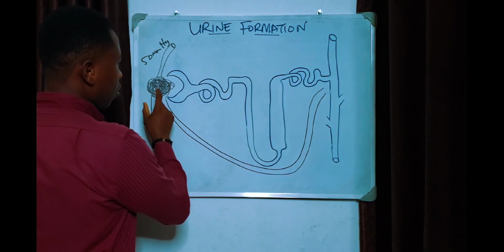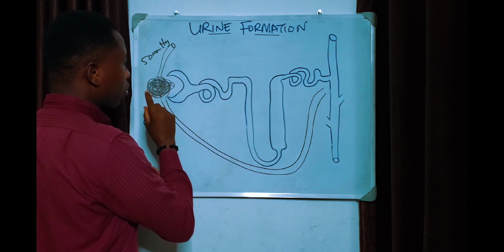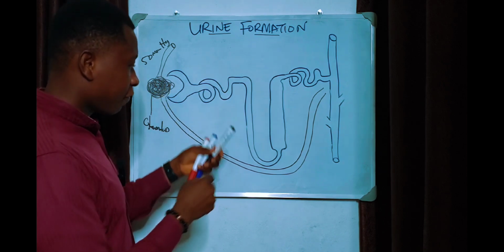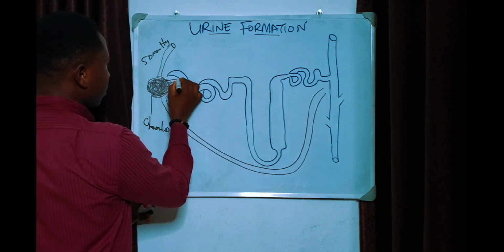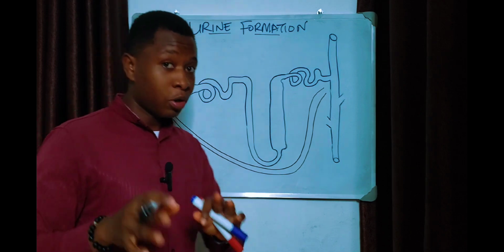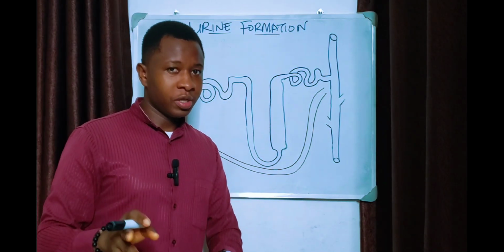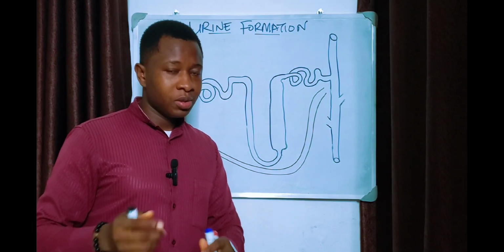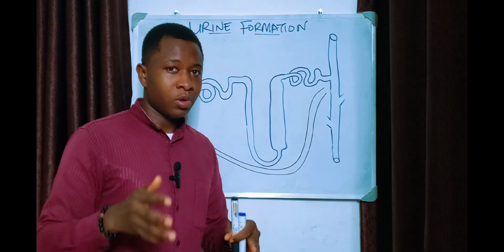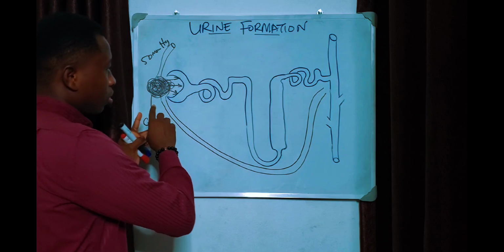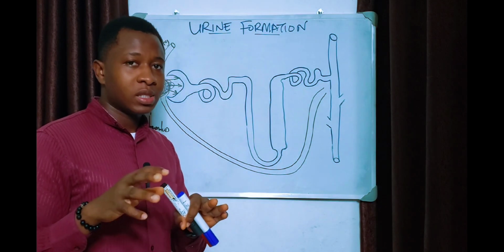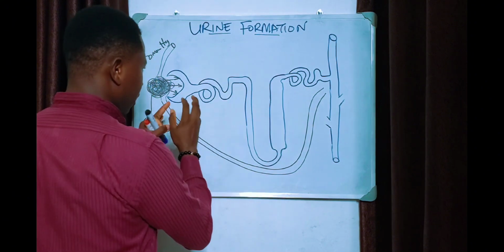Because of that pressure, blood plasma moves into the nephron. Remember, I said the blood plasma. The blood cells do not move into the nephron because of their relative size. So the blood corpuscles, that's the red blood cells, the white blood cells, and other cells in the blood, do not move into the nephron. It is only the plasma, which is the liquid part of the blood, that moves into the nephron.